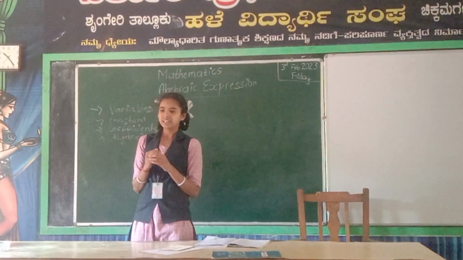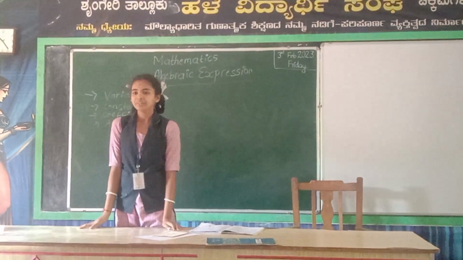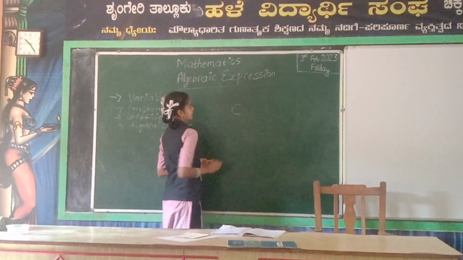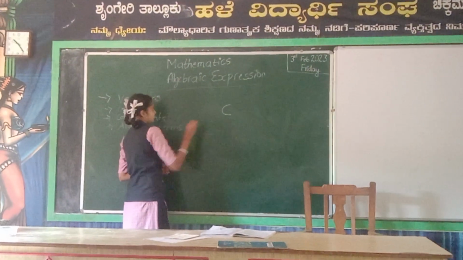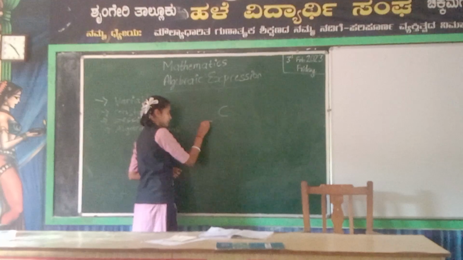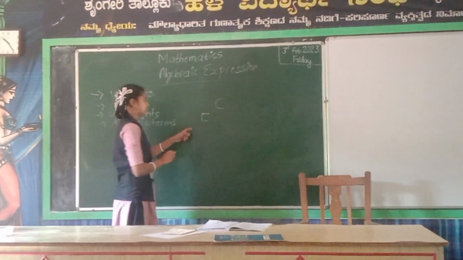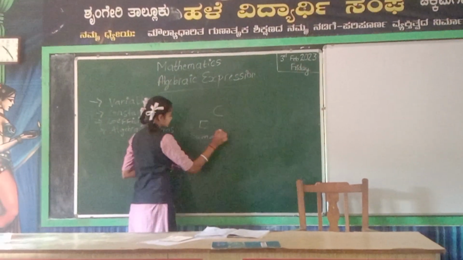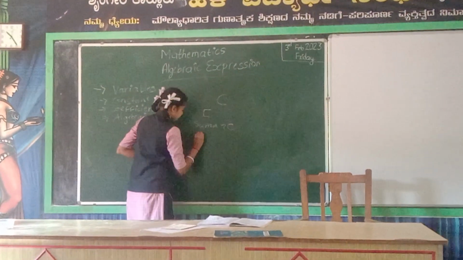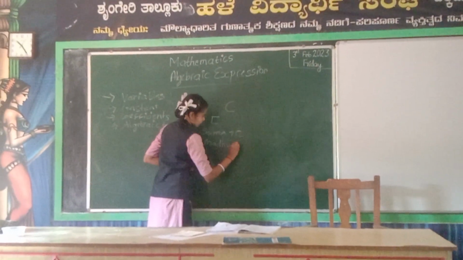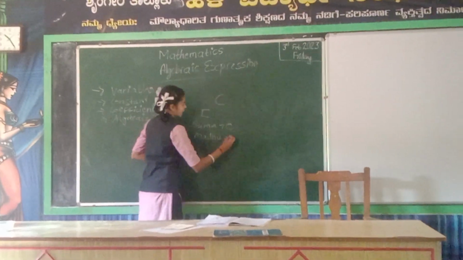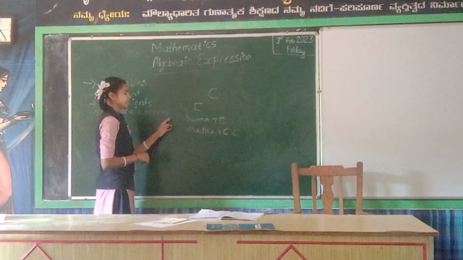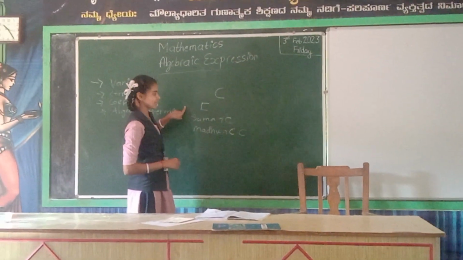So firstly, I'll start with one story. Suma and Madhu were playing with matchsticks. They decided to make a letter C. In matchsticks, if we want to form a C, we need three matchsticks. Suma took three sticks to form one C, and Madhu also took three sticks and made two Cs. So they made many Cs from these matchsticks.